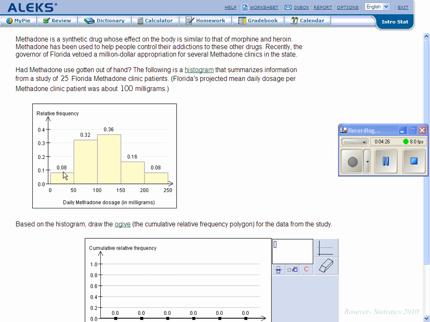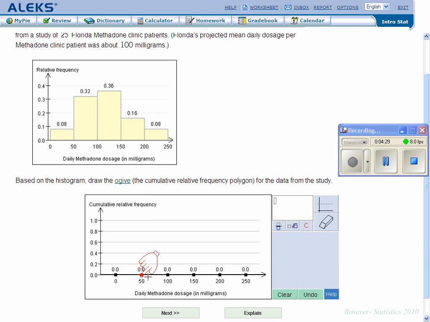Well, we're going to use this information to create some stuff here. First thing I've got to do, 8%, that's my first line. So I'm going to put in 0.08, and I'll mark it. It's right there. I'm not going to drag the 0. 0 always stays. That goes up to 8%. Now, if I take 8 and I add to it 32, I get 40. So my next line is at 40. If I take 40 and add to it 36, I get 76. So my next line is at 0.76.